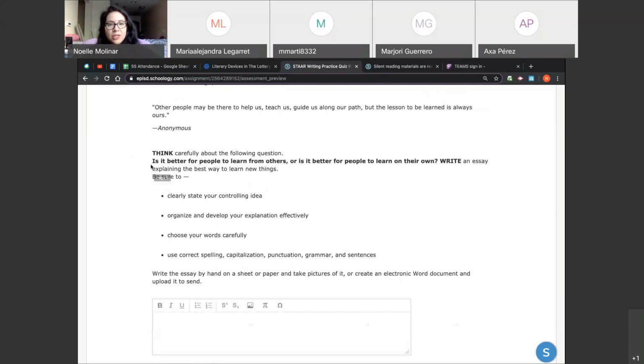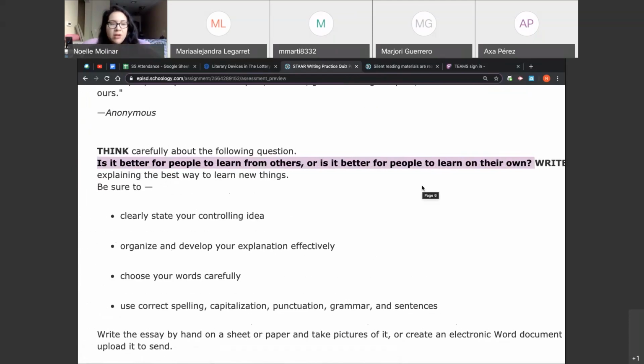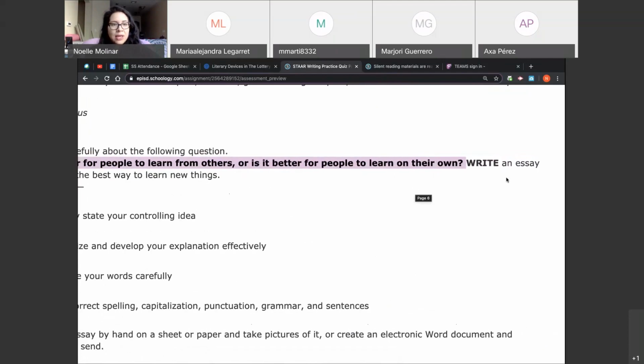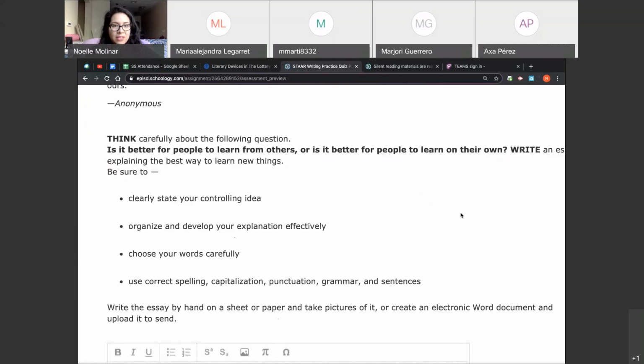But this here is your question in bold. We talked about teamwork and stuff this week, so this is part of that. Is it better for people to learn from others, or is it better for people to learn on their own? So that's the question you have to answer with an essay. Write an essay explaining the best way to learn things. Remember, you have to say either yes, it is better to learn from others, or no, it's better to learn on your own. You have to answer that completely.